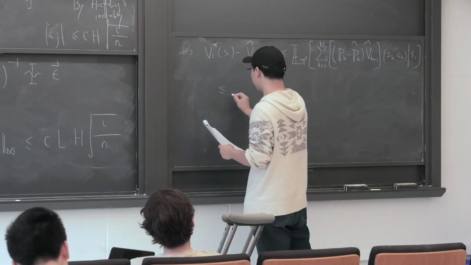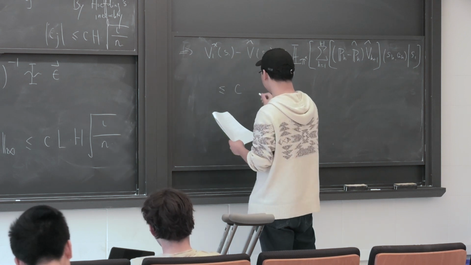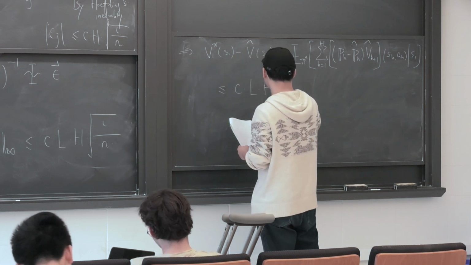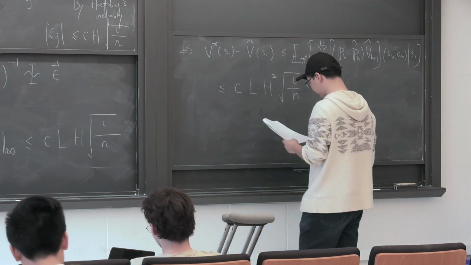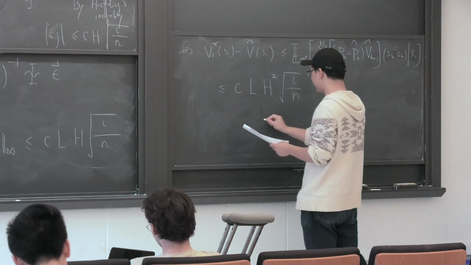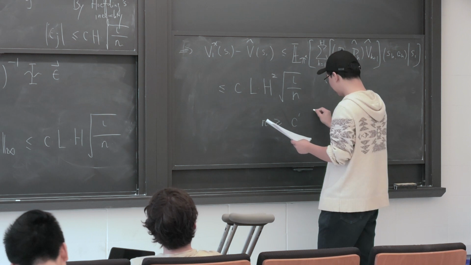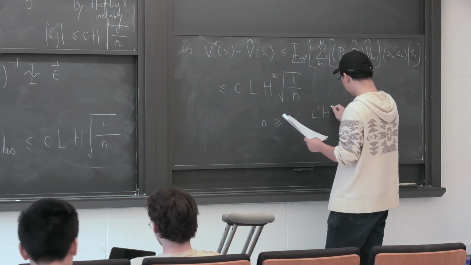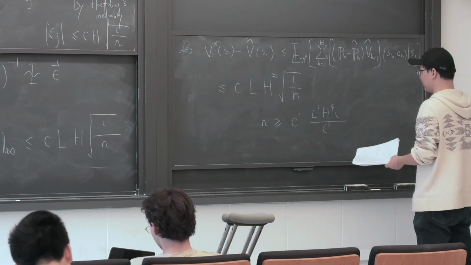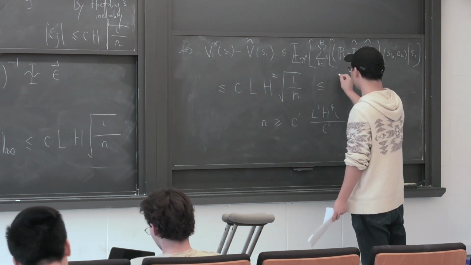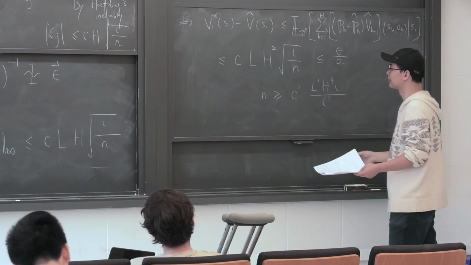So we know this is less or equal to C times one further H factor times everything here. So times L times H squared, and square root of iota over N. Finally, recall that our choice of N is greater than some constants times L squared H to the 4th iota over epsilon squared. By choosing N equal to this, we can guarantee this is less or equal to epsilon over 2. Okay.